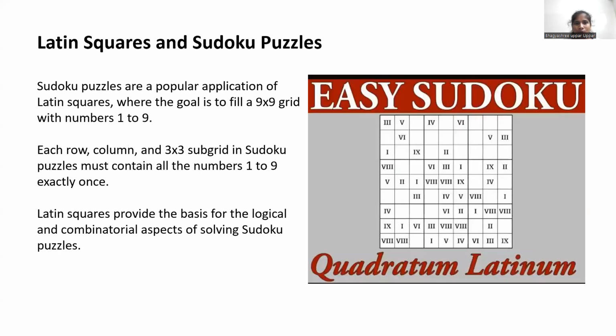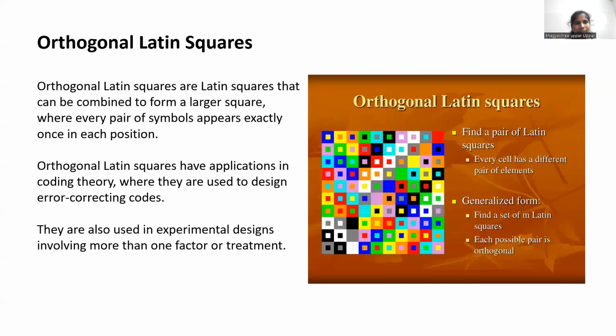Latin squares and Sudoku puzzles. Sudoku puzzles are a popular application of Latin squares where the goal is to fill a 9 by 9 grid with the numbers 1 to 9. Each row, column, and 3 by 3 subgrid in Sudoku puzzles must contain all the numbers 1 to 9 exactly once. Latin squares provide the basis for the logical and combinatorial aspects of solving Sudoku puzzles.